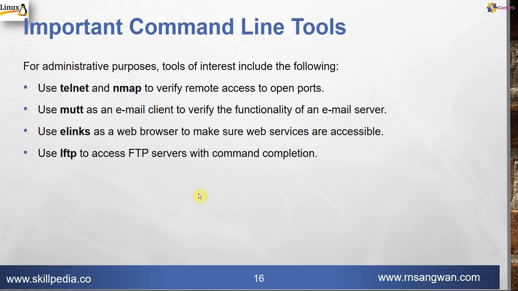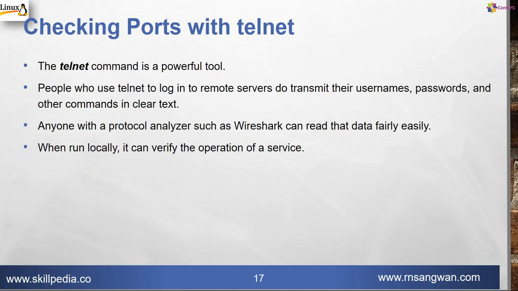So let's move on. Important command line tools: telnet and nmap to verify remote access to open ports, mutt as an email client to verify functionality of an email server, and elinks as a web browser to make sure web services are accessible, and FTP, that is LFTP or SFTP, to access an FTP server with command completion. Let's understand these tools. We don't call them commands, we prefer calling them tools. So let's look at these tools.